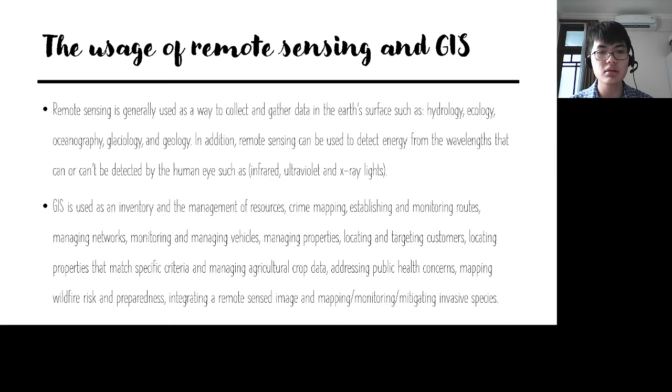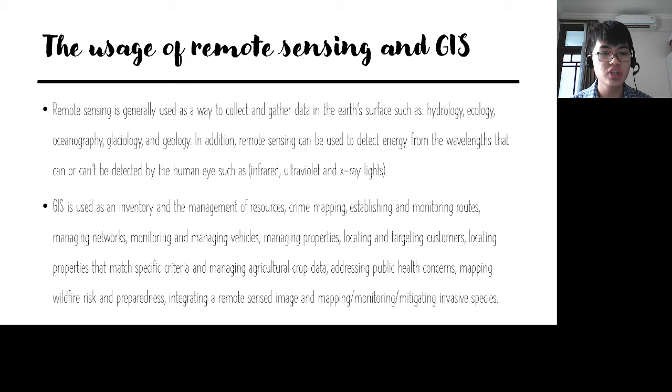Remote sensing is generally used as a way to collect and gather data in the Earth's surface, such as hydrology, ecology, oceanography, glaciology, and geology. In addition, remote sensing can be used to detect energy from the wavelengths that can or can't be detected by the human eye, such as infrared, ultraviolet, and X-ray lights.